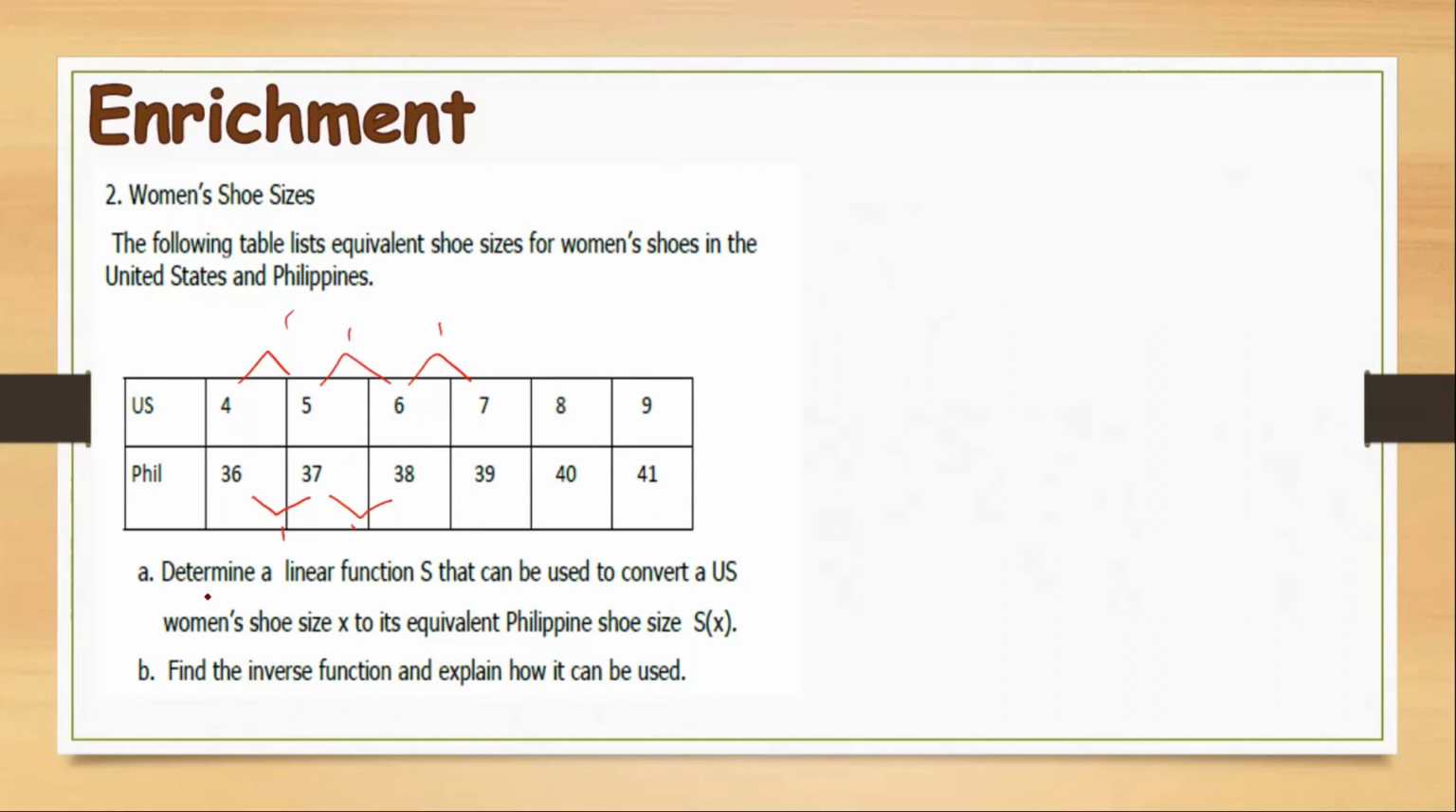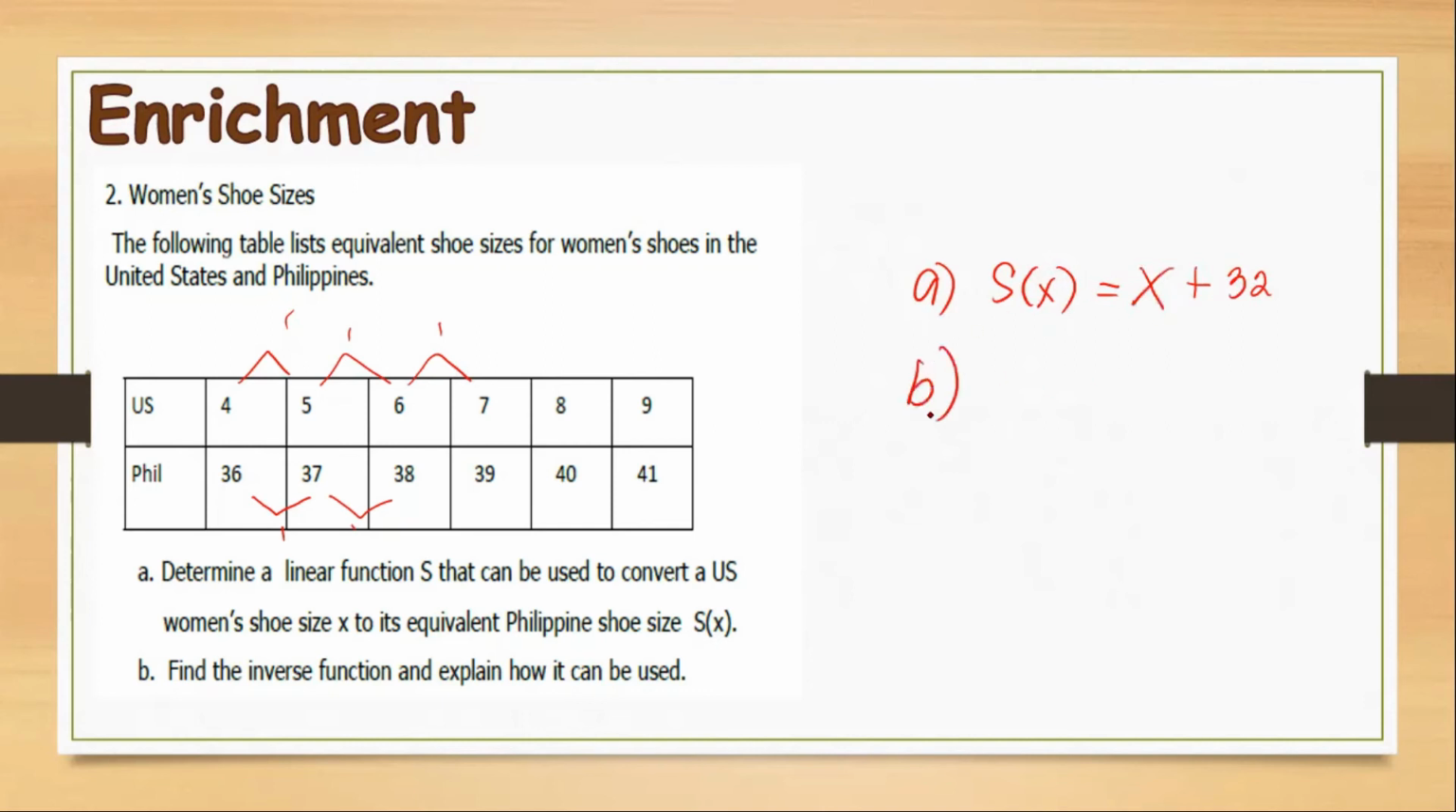So, letter A, determine the linear function S that can be used to convert US women's shoe size X to its equivalent Philippine shoe size. So, for A, we have S of X, the Philippine shoe size, equals the US shoe size plus 32. The US shoe size, that is your X. Okay, that will be X plus 32.